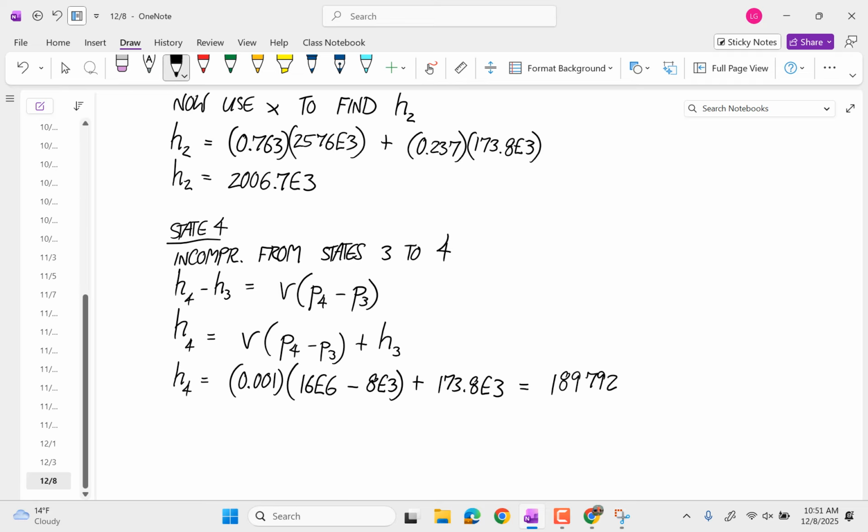Okay, so now we have all four of the specific enthalpies. And now we're in business. Now we can just start checking off these things that it's asking for.